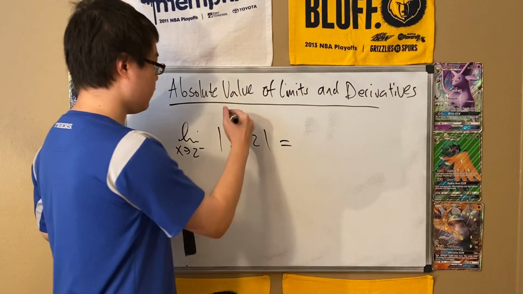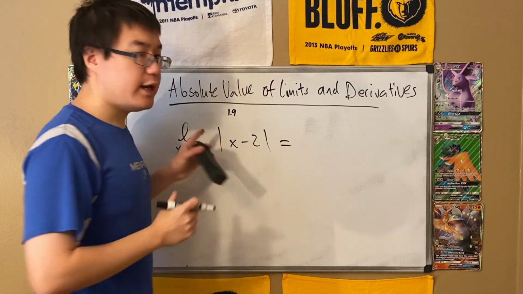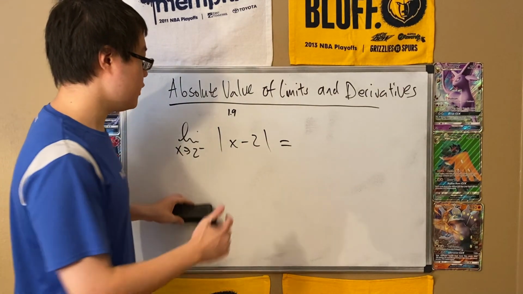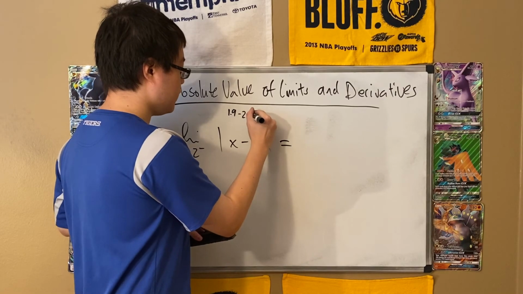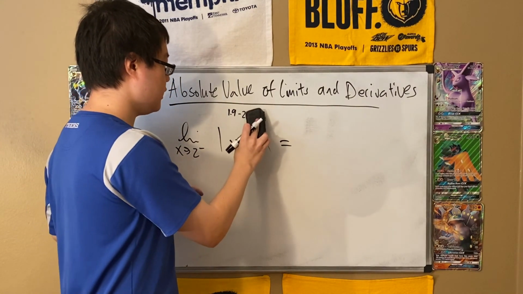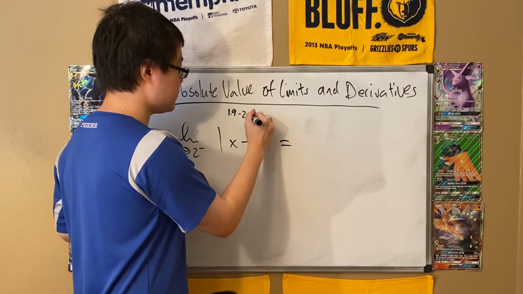So let's say we plug in 1.9 here for x. And again, I don't actually plug it into the absolute values. I just evaluate this quantity. So 1.9 minus 2 is equal to, I actually don't care what it's equal to. I just want to see if it's negative or not. So in this case, 1.9 minus 2 is negative.